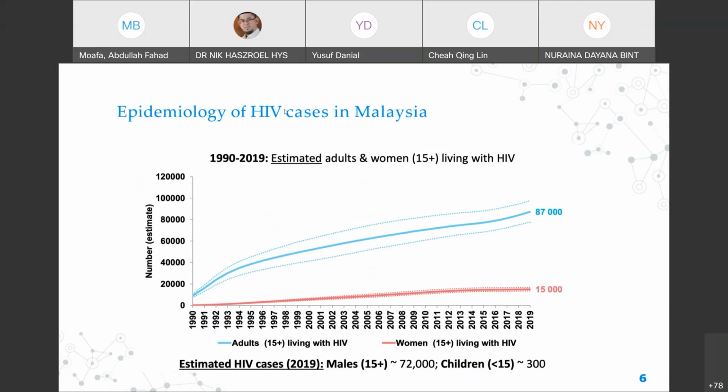I will cover the epidemiology of HIV cases right now. For 1990 to 2019, it is represented by this graph. It represents the estimated adults and women above 15 years old living with HIV. We can see two lines here, the blue line and the red line. The blue line represents adults above 15 years old living with HIV, so it also covers the number of women, of course. The red line only represents women above 15 years old living with HIV. Roughly the estimation is about 87,000, and for women living with HIV, it's about 15,000. Not much to be particular on in this graph.